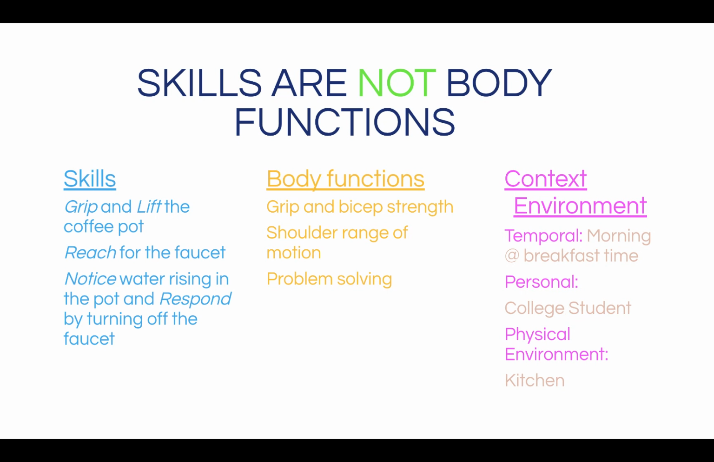Okay, the next skill area is noticing water rising in the pot and responding by turning it off. Body function is a global mental function, and that's problem solving. This could be done in the physical environment of the kitchen. Okay, I'm hoping that some of this is making sense to you. And what I'm going to do is have you take a minute, share with me again the skills and body functions that you had previously identified, but now add to that the context and environment that those occupations might be occurring in.